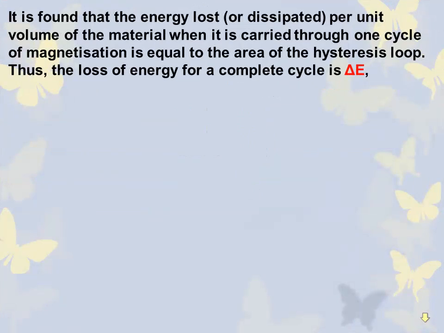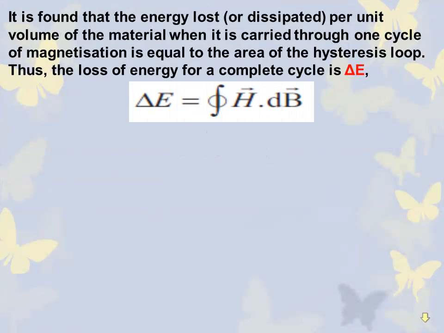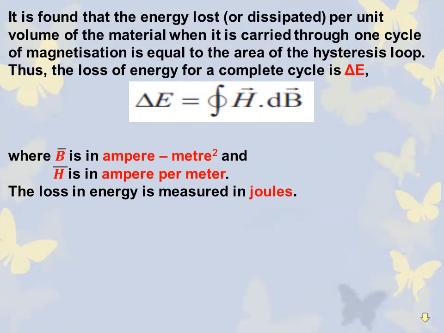And it is found that the energy lost or dissipated per unit volume of the material when it is carried through one cycle of magnetization is equal to the area of the hysteresis loop. Thus, the loss of energy for a complete cycle is ΔE, where ΔE is equal to the closed integral of H vector dB vector. Here B vector is in ampere per meter squared and H vector is in ampere per meter, and the loss in energy is measured in joules.